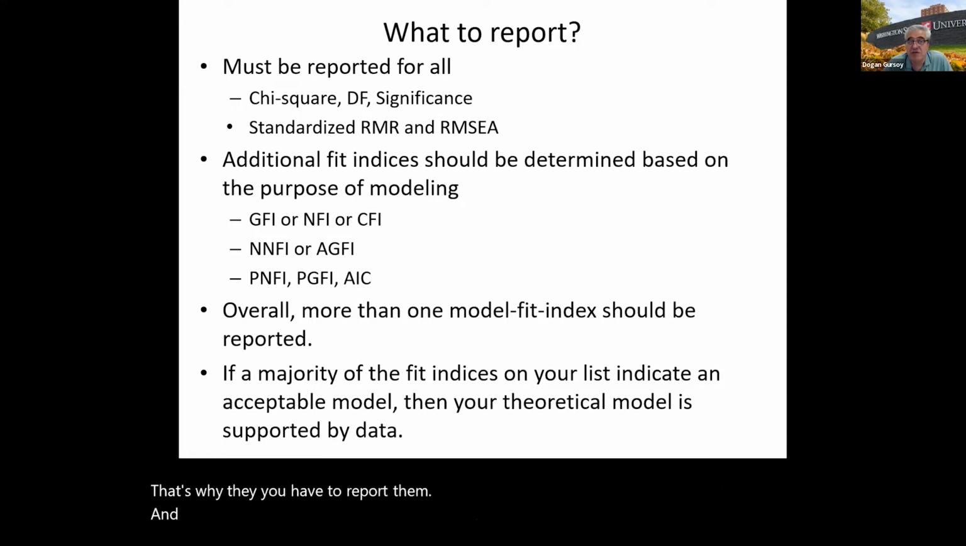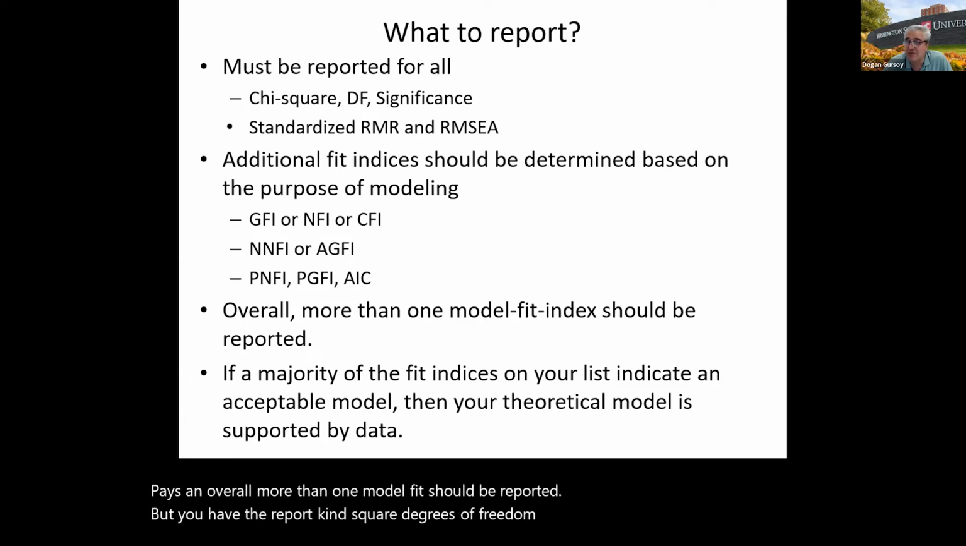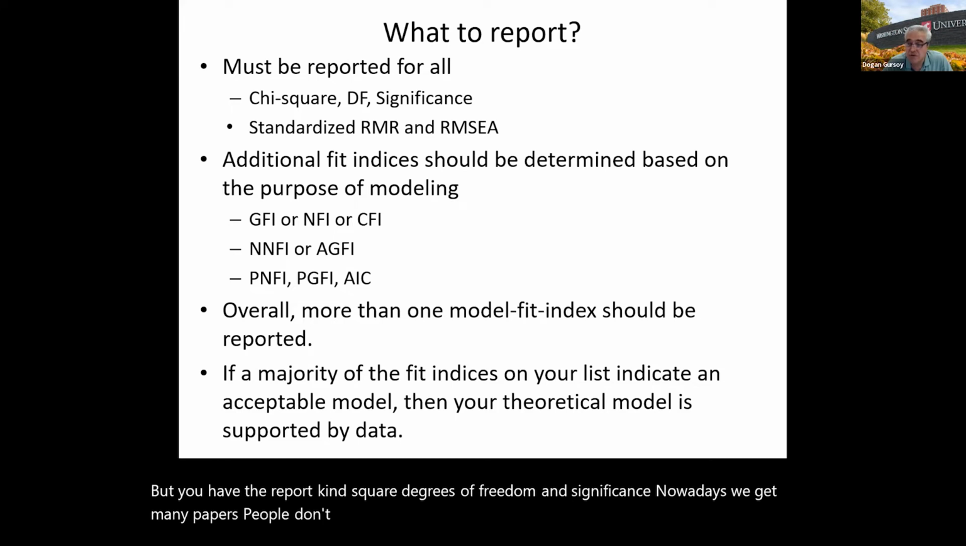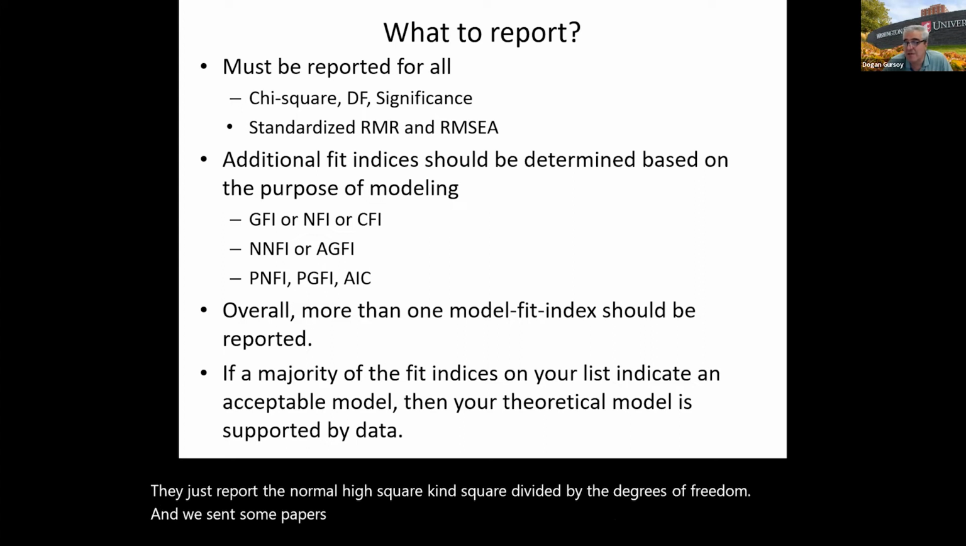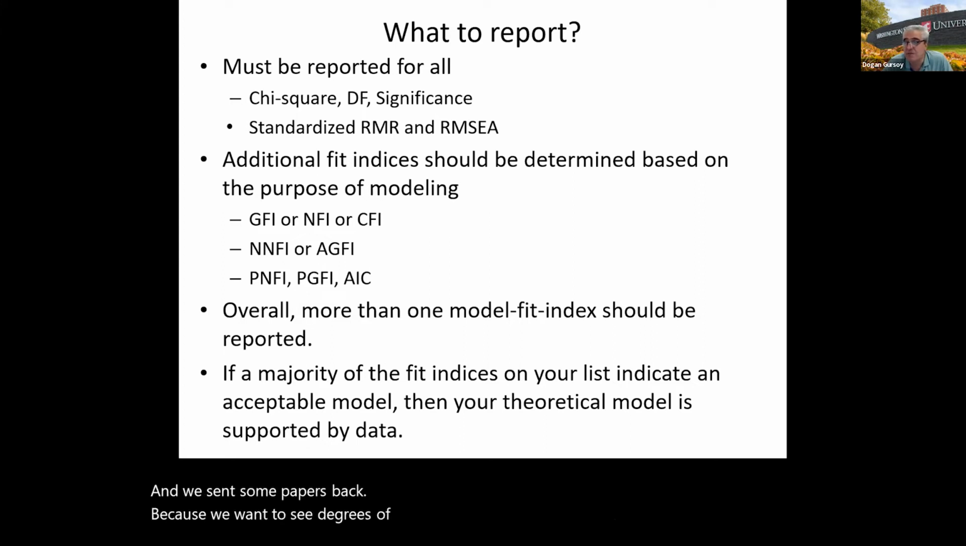And then additional fit indices, you can report GFI, NFI, or CFI. Okay, NNFI or AGFI. And then PNFI, PGFI, or AIC. Not many people report AIC. Basically, overall, more than one model fit should be reported. But you have to report chi-square, degrees of freedom, and significance. Nowadays, we get many papers, people don't report degrees of freedom. They just report the norm chi-square divided by degrees of freedom. And we send some papers back because we want to see degrees of freedom, because degrees of freedom is very important.